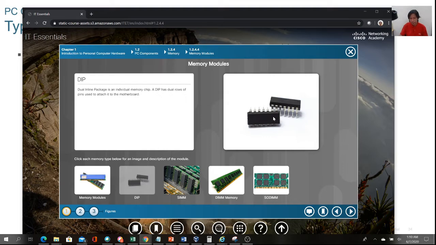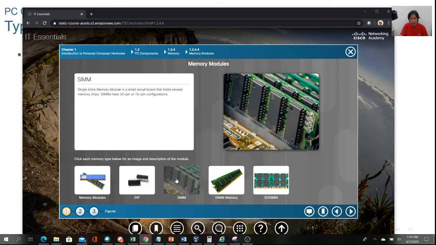As the technology advanced, all of those DIP chips were integrated into a single memory module. They call it SIMM, the single inline memory module. One line of the module has those DIP ICs, and mostly they have 30 to 72 pins in the pin configuration.